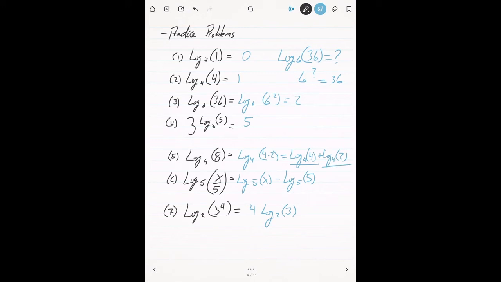And you could keep simplifying from here, but I just want us to first right now see how the properties are working. Similarly, for number 6, I subtracted the argument by taking log 5 of x and subtracting log 5 of 5. And then, for the very last one, again, these numbers are different, so I can't use the property from before. Instead, I have to move the exponent out front to be 4 times log base 2 of 3.